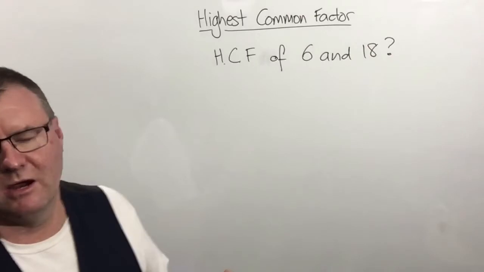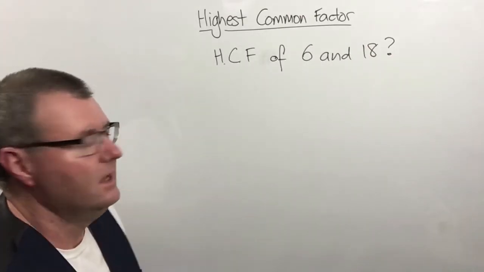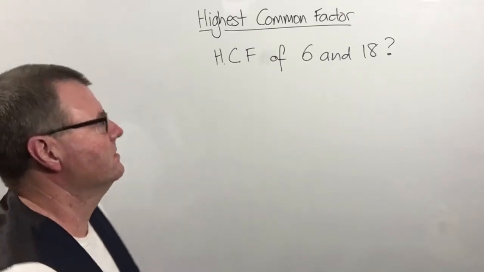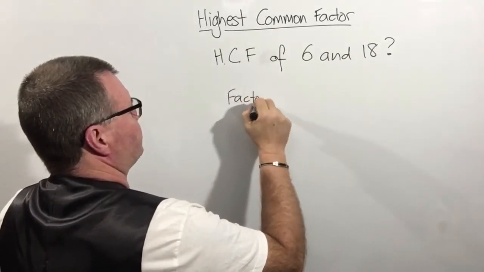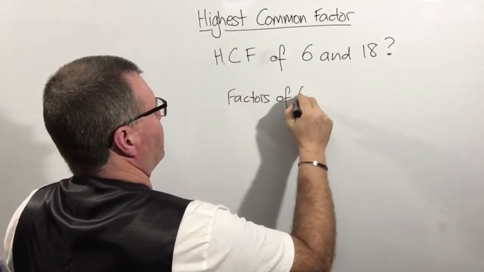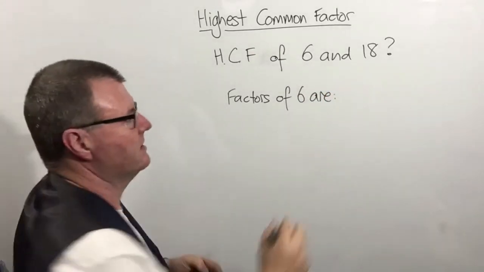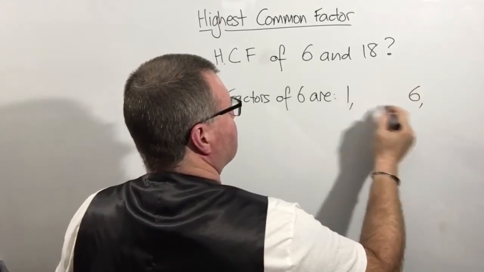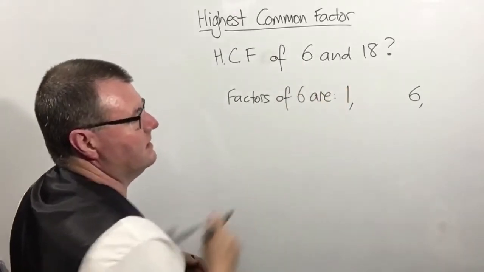Okay, so I've got a pair of numbers, 6 and 18, and I want to know what's the highest common factor. First thing I want to do is work out the factors of both of those. So let me work with the factors of 6. I'll use my little process. I know that 1 and 6 are both factors. Does 2 fit into 6?